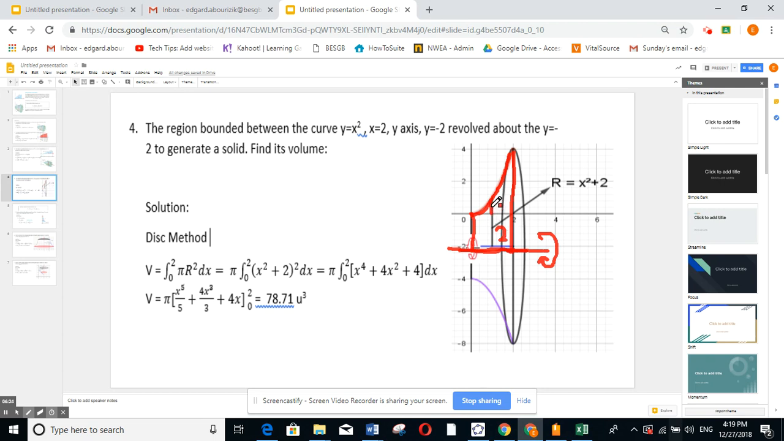So what will be the radius? It will be x squared plus 2. And you have from 0 till 2, and you square the radius. You can solve and you get the answer.